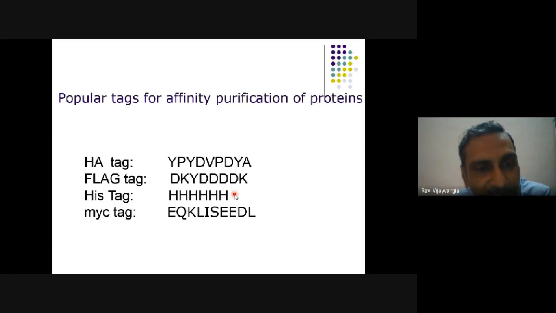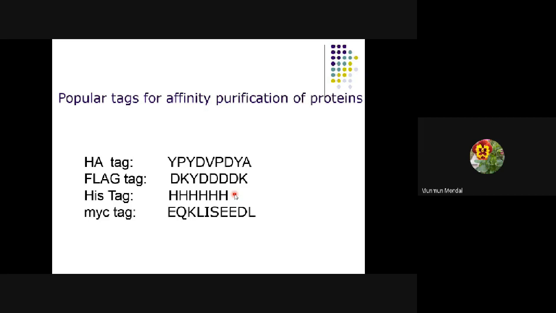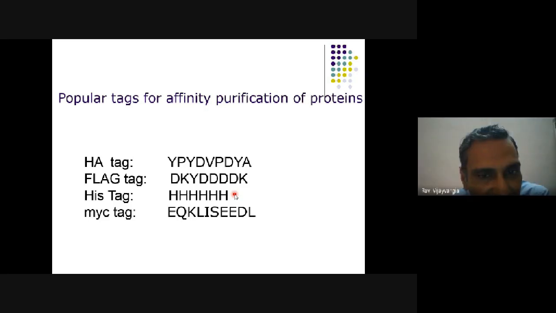In case of his tag, it has very high affinity with a metal ion called nickel. Have you heard of nickel? Yes, sir. So histidine forms a coordination bond with nickel. In this case, the column has the nickel metal, and through that interaction, these his tag proteins are purified. Also, myc tag. This is a sequence of myc tag.